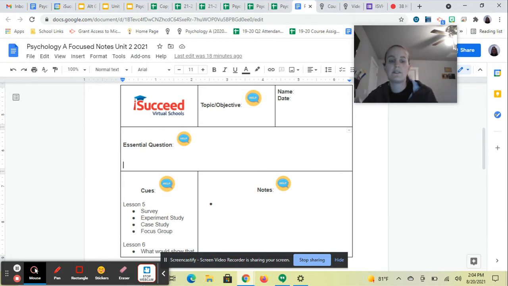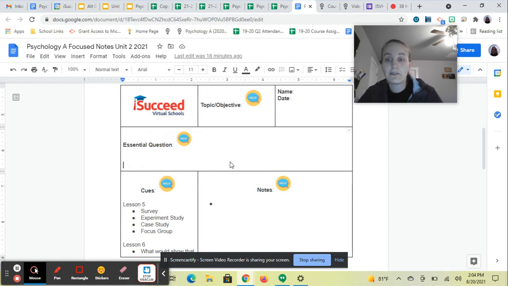So this is what the first part of the focus notes look like. In this box here, you're going to put in the topic or objective. So at the very beginning of each unit, there's a title. You pretty much just put that title there. So if the unit's about social psychology, you put social psychology for the topic. Name and date, pretty self-explanatory. For the essential question, you're going to put down a question pretty much asking what you're going to learn about in the unit. So if the unit's about social psychology, the essential question might be, what is social psychology?